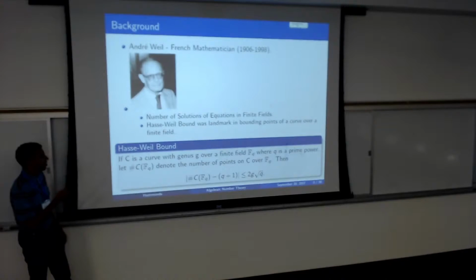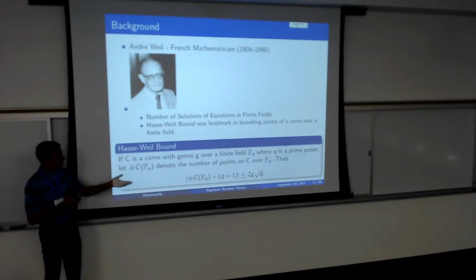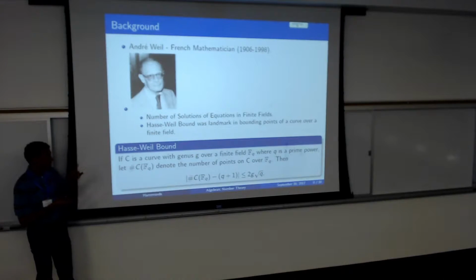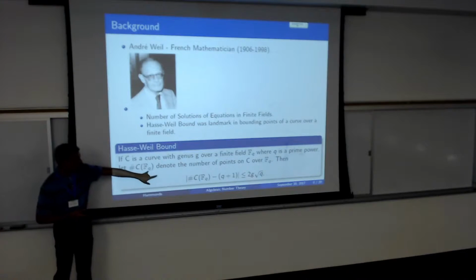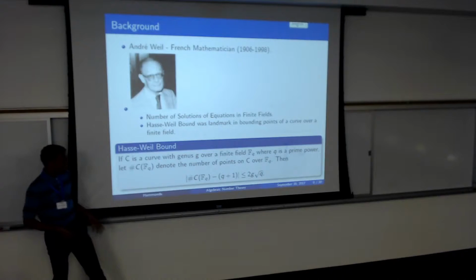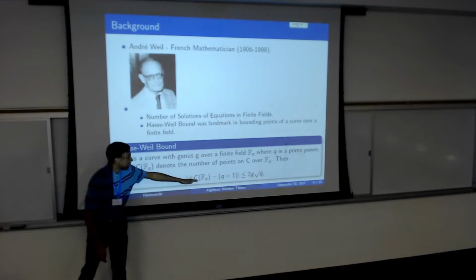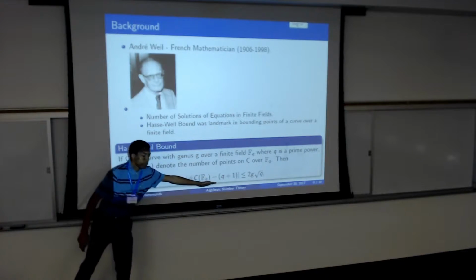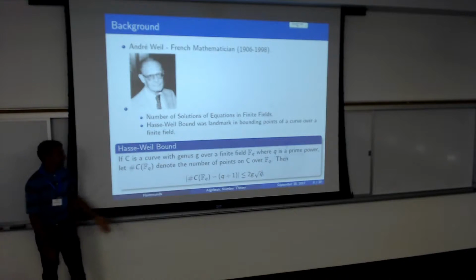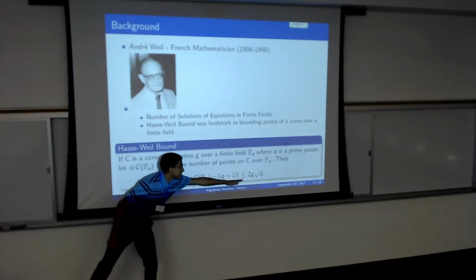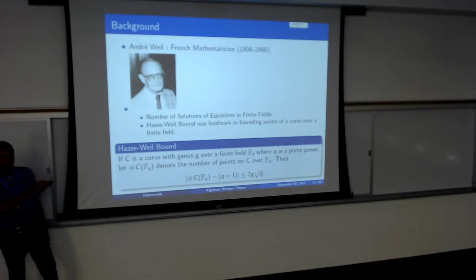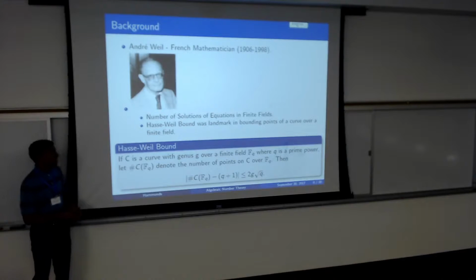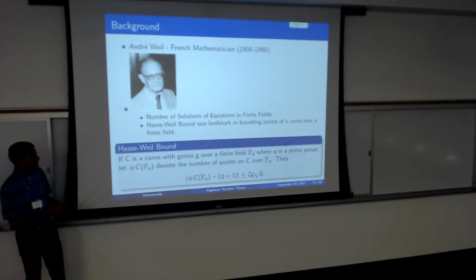And so the bound is, okay, if C is a curve with genus g over a finite field F_q, where q is a prime power, and we call this the number of points on C over this finite field. We say that the number of points isn't going to be that far off from q plus 1, right? That's basically the error term. So that's a big deal. That was a pretty important thing, and it's really remarkable.